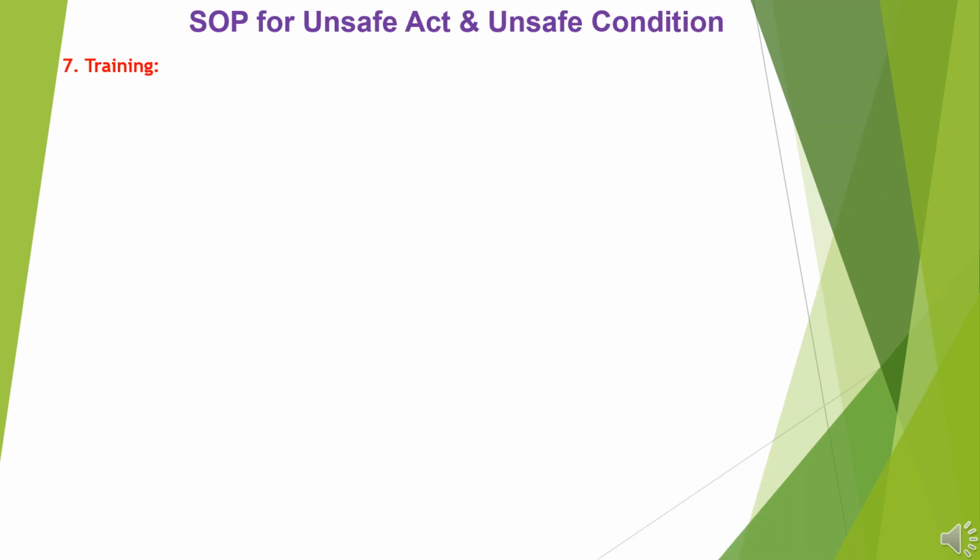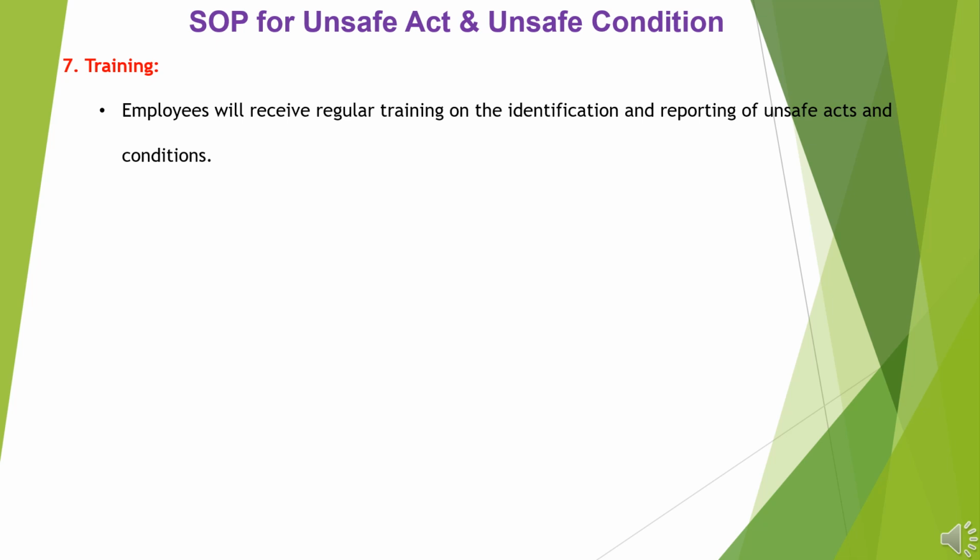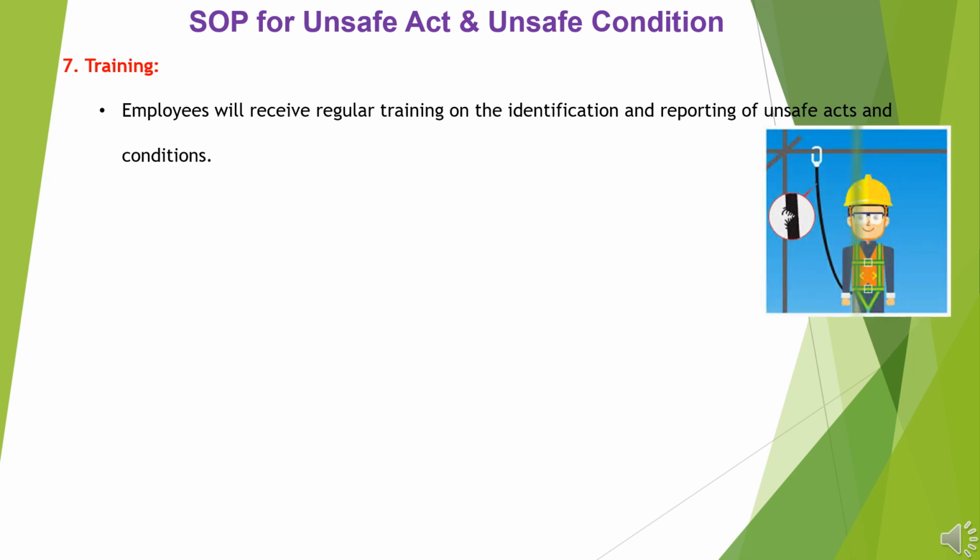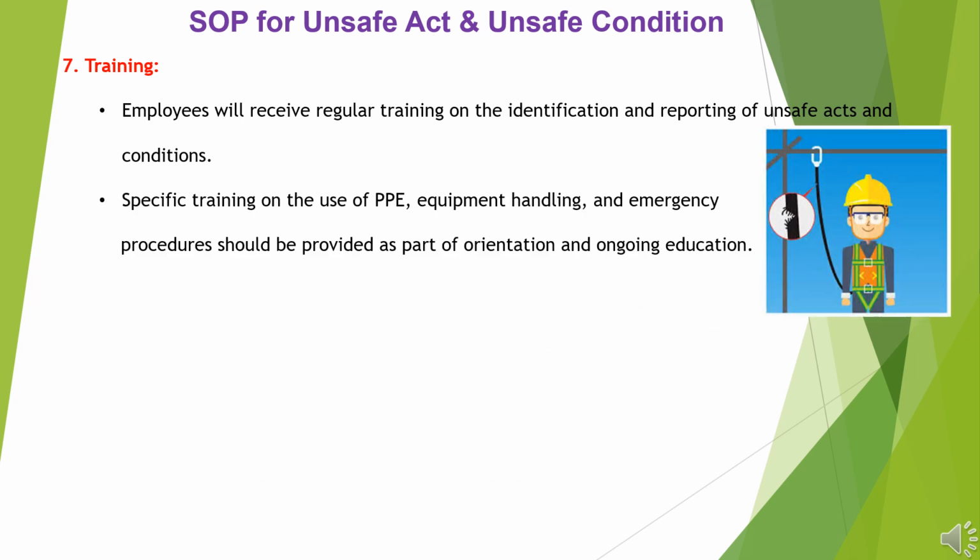7. Training. Employees will receive regular training on the identification and reporting of unsafe acts and conditions. Specific training on the use of PPE, equipment handling, and emergency procedures should be provided as part of orientation and ongoing education. 8. Review and continuous improvement.